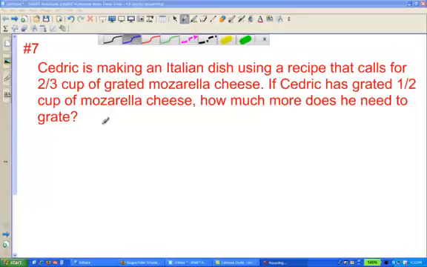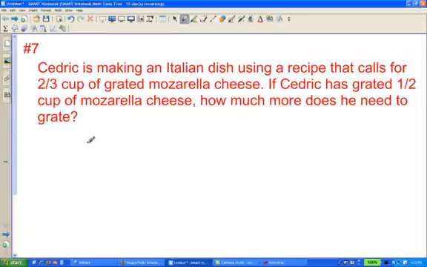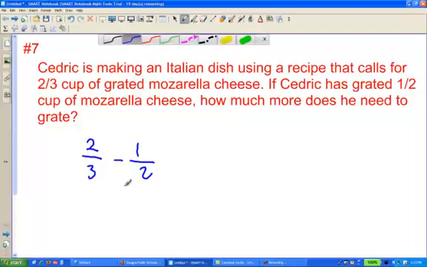So it says Cedric is making an Italian dish using a recipe that calls for 2/3 cup of grated mozzarella cheese. So the recipe needs 2/3 cups of cheese. If Cedric has already done 1/2 cup of mozzarella cheese, how much more does he need? Well, he needs 2/3 to start with, and they're saying we've taken away 1/2 of that. So what's left? Well, so 2/3 minus 1/2.